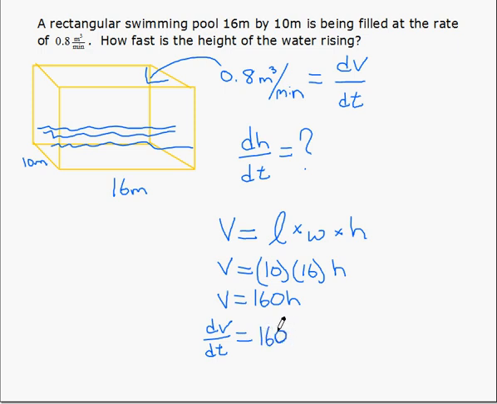Now, if we differentiate with respect to time here, we get the derivative with respect to time is 160 times the derivative of h with respect to time. We know the change in volume with respect to time. We want change in height with respect to time. So we substitute in the given information, and we can solve. So we're going to put 0.8 in for dV dt. That's going to equal 160 dH dt.